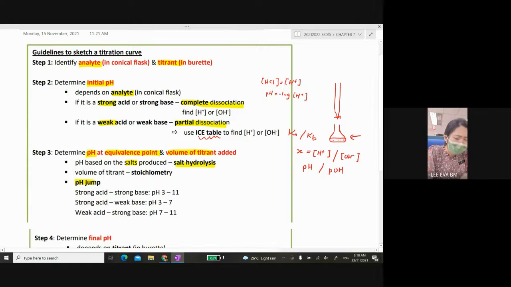Then indicate the pH jump. So the pH jump over here is just a guideline for you. If it's a strong base, strong acid titration, the pH value will be within this range. So this pH jump refers to the steep portion in your titration curve. 3 to 11, a rough range. And if it is a strong acid with a weak base, the pH value will be lower than 7, so pH 3 until pH 7. But when you have a weak acid with a strong base, the pH jump, your steep portion, will be within pH 7 to pH 11, so slightly basic, more than 7. Okay, so we will look at the example question in a while.